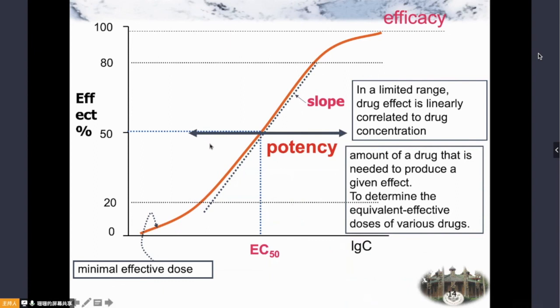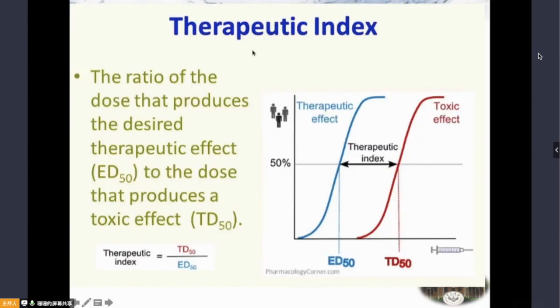And drug potency. The drug potency means the amount of drug that is needed to produce a given effect. Okay. It is used for comparing different drugs that can have equivalent effects. So we could use the potency to determine the equivalent effective doses of various drugs. And here is another parameter you have to know, the therapeutic index, which is the ratio of TD50 and ED50.